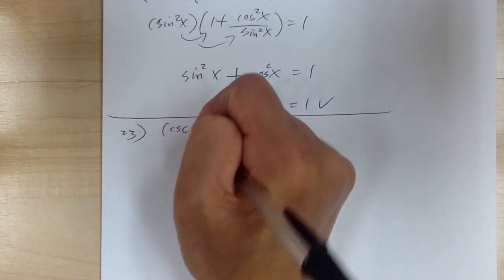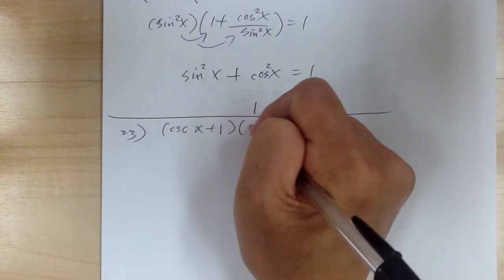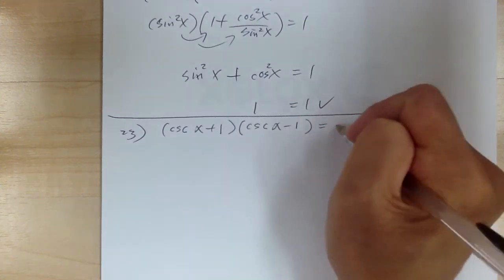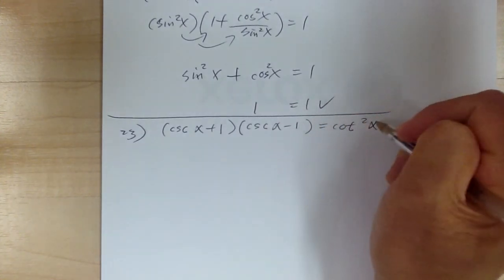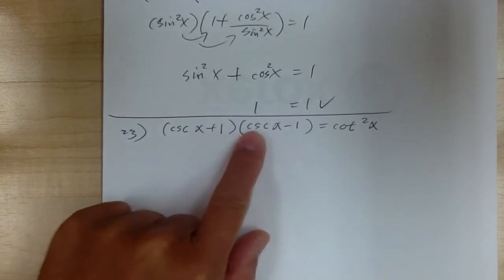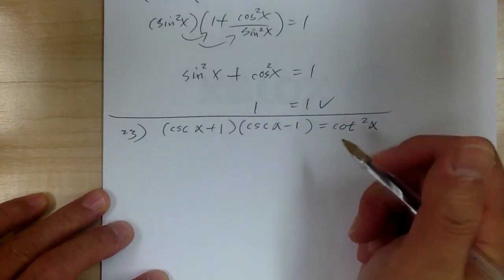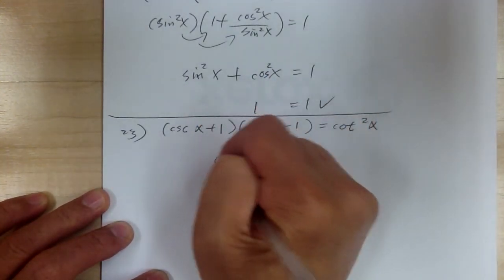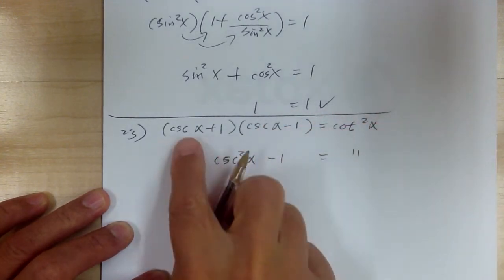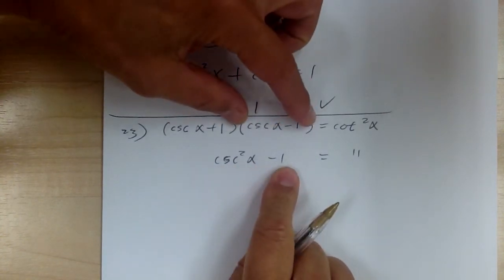Cosecant alpha plus 1 times cosecant alpha minus 1 equal to cotangent square alpha. Okay, so this one you kind of recognize this is a conjugate. Right? So right away you can multiply already before you change. So you're going to get cosecant square alpha minus 1. Okay, again, conjugate, right? Multiply. This will give you cosecant square minus 1, right?